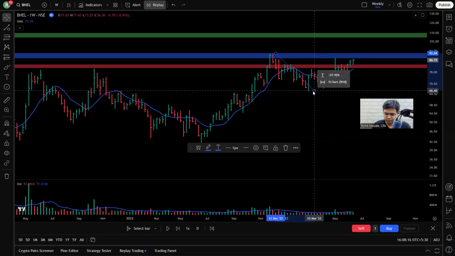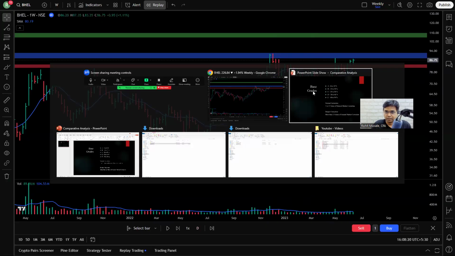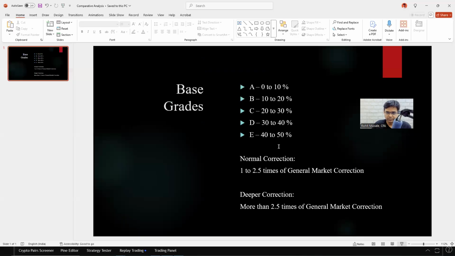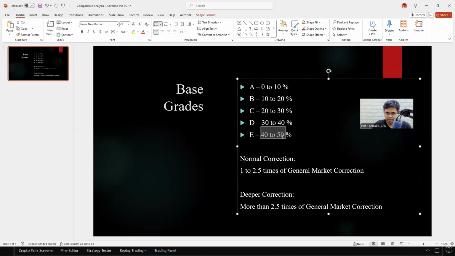And this is the same for daily and weekly charts. Okay. There's no difference. You can use this concept on the daily time frame for swing and positional trades as well. So if the height is 0 to 10%, that's an A grade base. 10 to 20%, that is B grade base. 20 to 30, it is C grade. 30 to 40 is D grade, and anything above 40% is, so I will write here, more than.